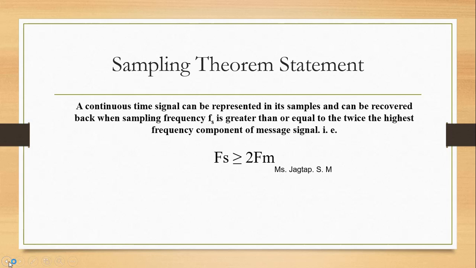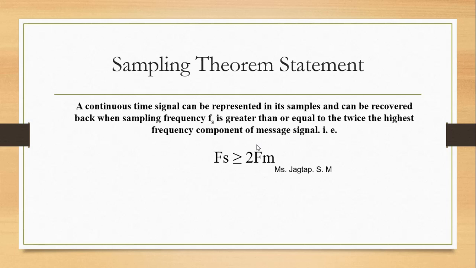A sampling theorem states that a continuous time signal can be converted into samples and recovered back. It is reconstructed back when the sampling frequency fs is greater than or equal to twice the highest frequency component of the message signal. That is, fs is the sampling frequency, fm is the message signal frequency. The sampling frequency should be greater than or equal to twice fm, that is, twice the message signal frequency. This is the defined statement of the sampling theorem.